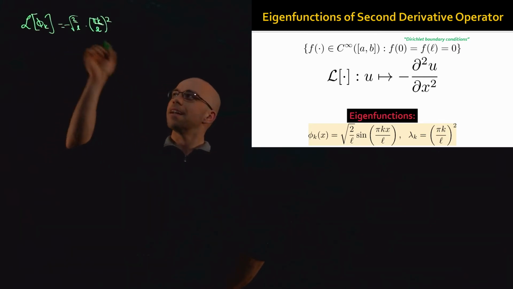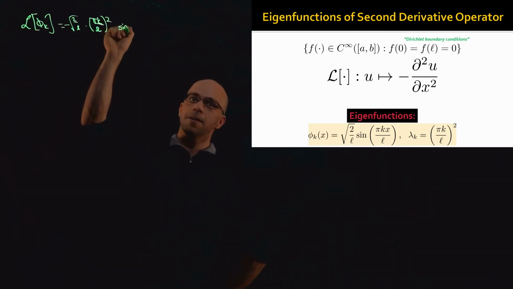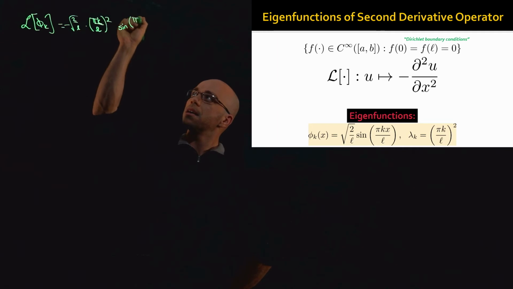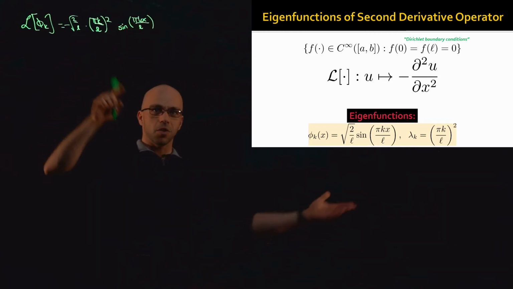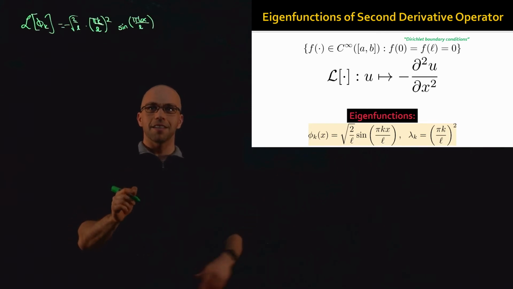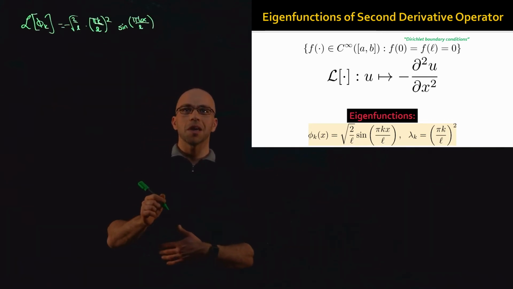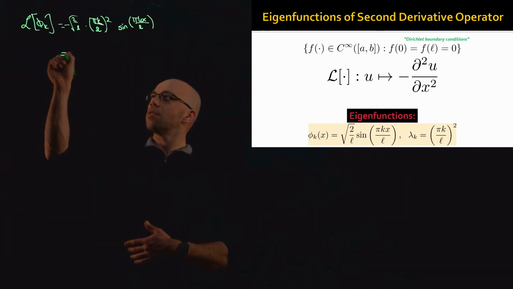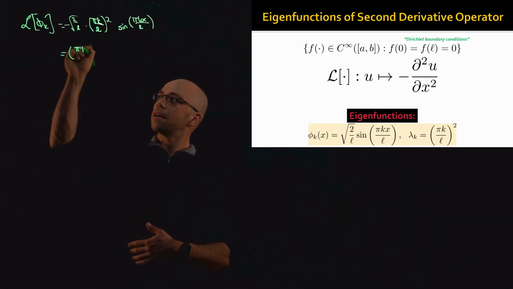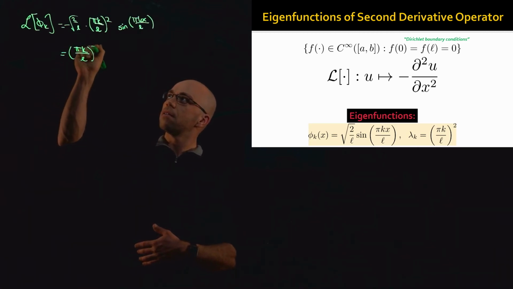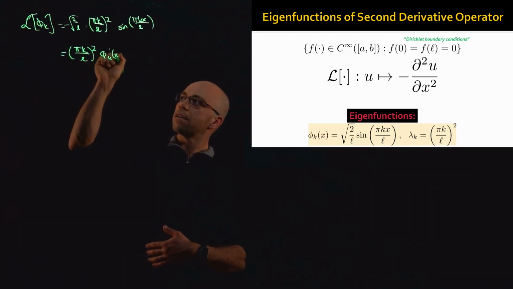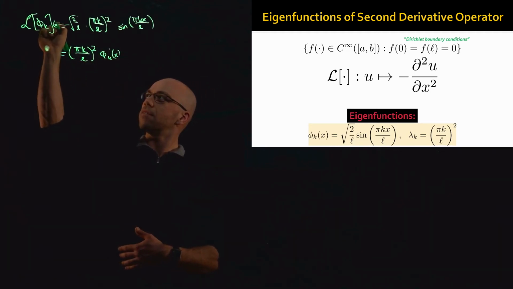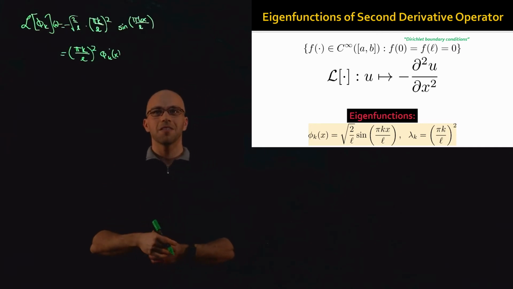And then I just get this stuff on the inside, right? So it's sine of pi k x over L. Okay, so this is just minus the second derivative of this function phi k on the slide here. But notice that this is equal to (pi k over L) squared times phi k of x. So I guess this is also a function of x.